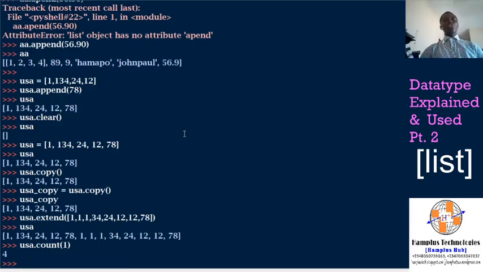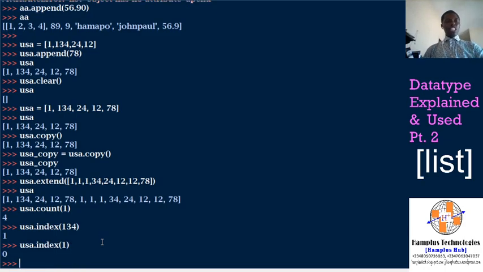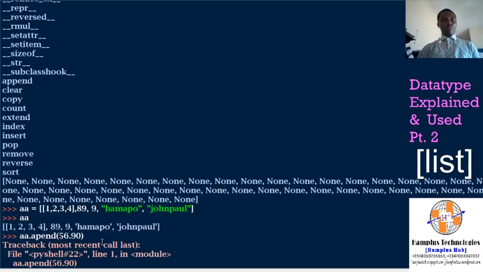Now, index is just used to get the index position. Let me say USA dot index 134. It gives me 1, because in computer science we start counting from zero. So the first one here takes zero. What if I do USA index 1? What will it give me? It gives me 0 because it picks the first occurrence, the first index position of that particular item. Good.